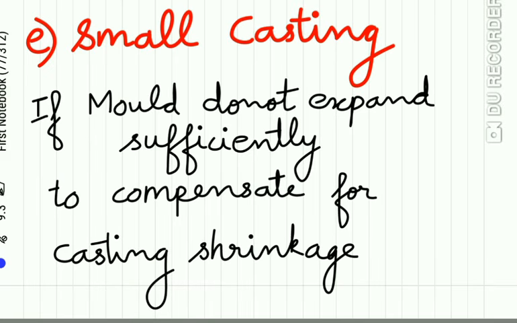Then the next type of defect is the small casting. Small casting mostly occurs if the mold does not expand sufficiently to compensate for the casting shrinkage.